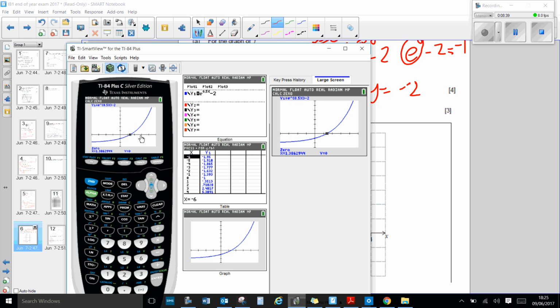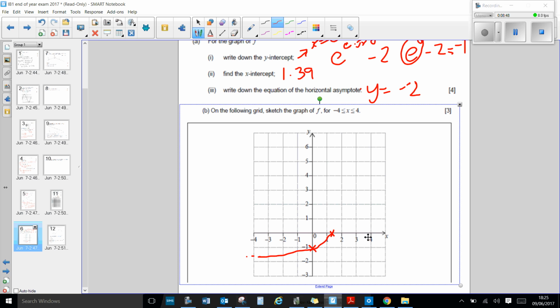So at x equals 4, we're looking at a value between 5 and 6. So at 4, we're looking at about between here, 5 and 6. So there's our curve there.